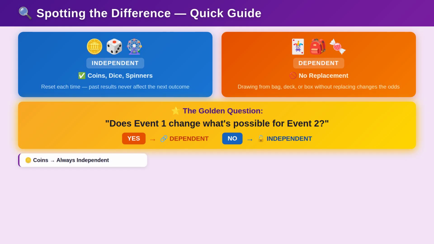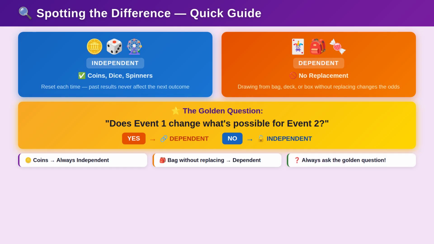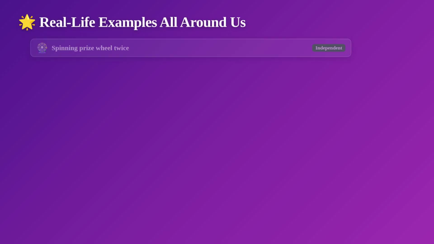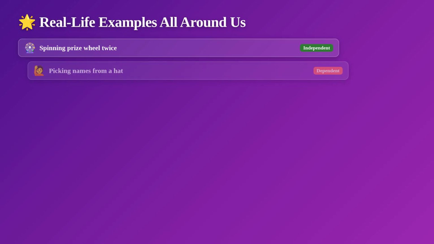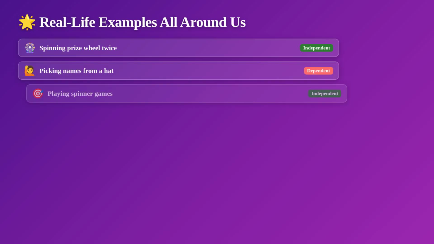Coins, dice, and spinners are almost always independent because you reset them each time. Drawing from a bag, deck, or box without putting things back is almost always dependent. The golden question is always, does the first event change what's possible for the second event? If the answer is yes, dependent. If no, independent. Keep that question in your back pocket and you'll ace every probability problem.